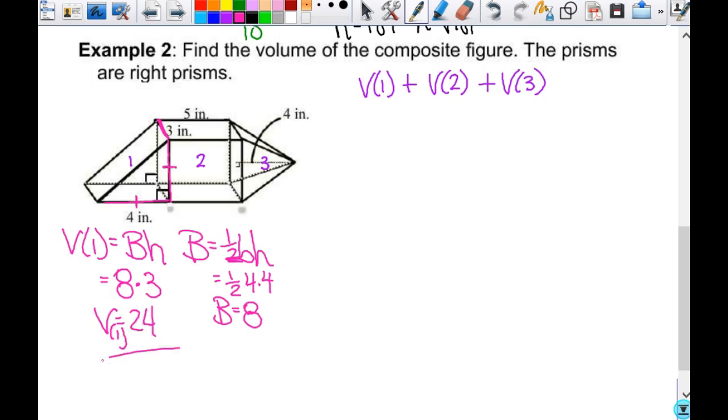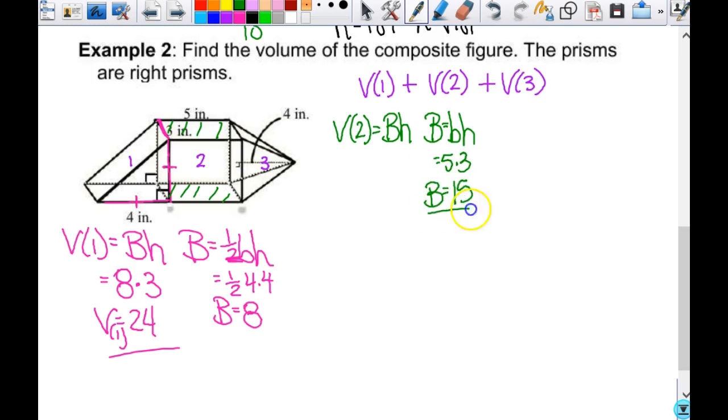Okay, we good? So then I go on to the volume of the second one, and that is also a prism, so big B times H. What would be your big B formula here? Base times height. Good. And what is the base and the height of the base? 5 times 3. Good, because that is your base, and so we get 5 times 3, so big B is 15.